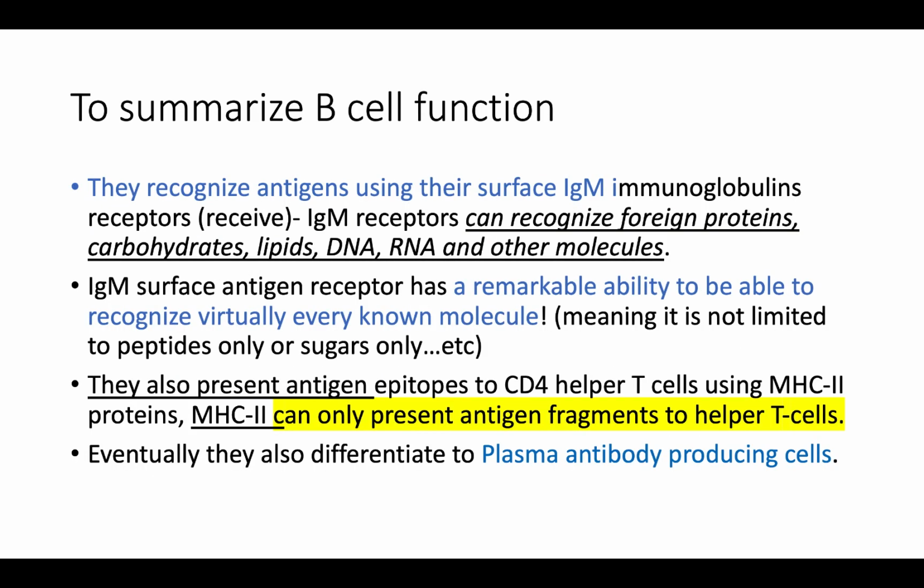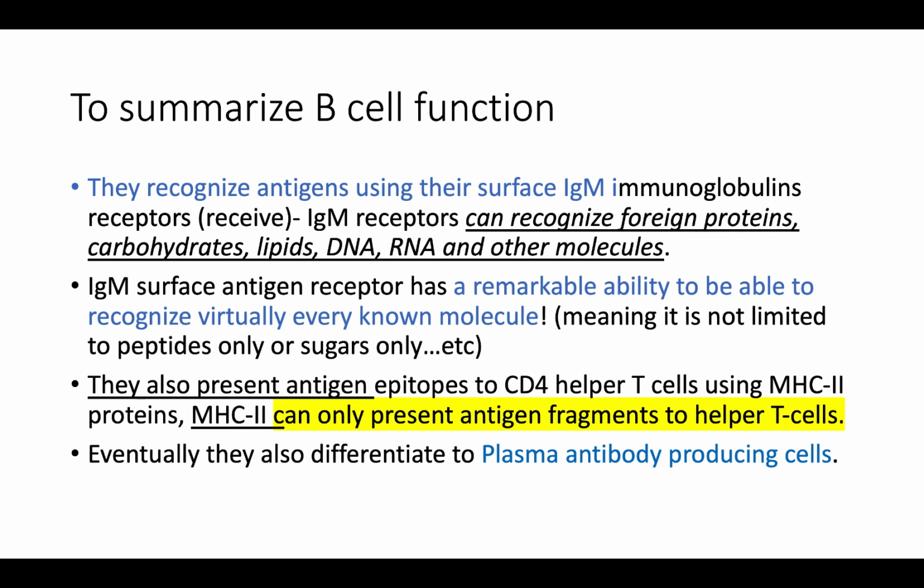So let's summarize the B cell function. They can recognize antigen using their IgM immunoglobulin. IgM can recognize foreign proteins. This is an important point. IgM receptors can recognize foreign proteins, carbohydrates, lipids, DNA, RNA, other molecules, basically everything. So you can make IgM for everything, meaning you can make an antibody to almost everything. This is a very important point and will be repeated a lot later. IgM surface antigen receptor has a remarkable ability to recognize virtually every known molecule, so you can make an antibody to almost everything.